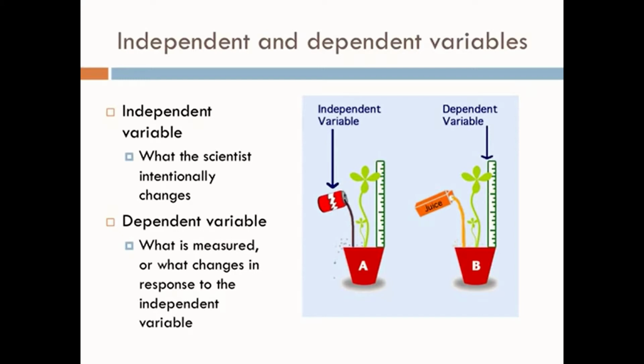The graphic to the right provides an example of an independent and dependent variable. A scientist might want to change the liquid food that a plant gets and measure how that affects the height of a plant. The independent variable, that which is intentionally changed, is the type of liquid used. The dependent variable, what is being measured, is the height of the plant after a set amount of time.